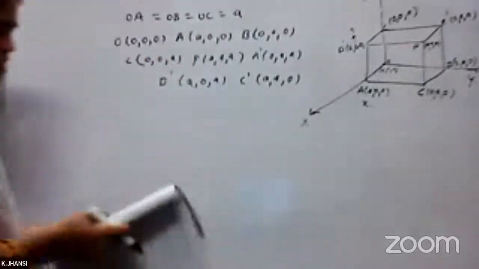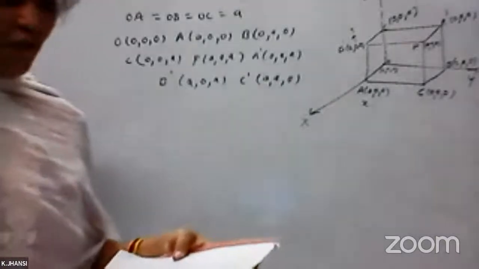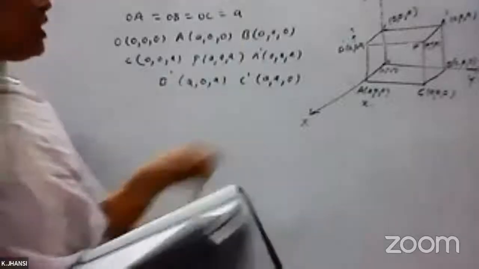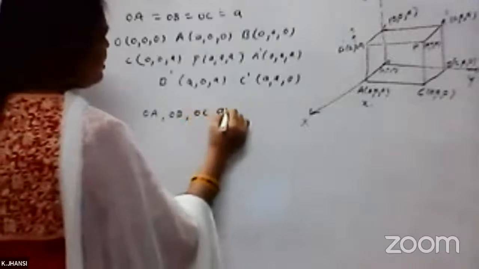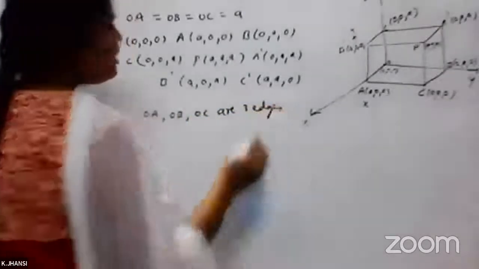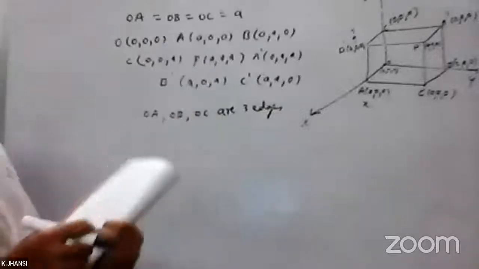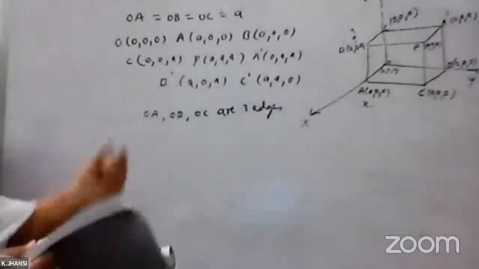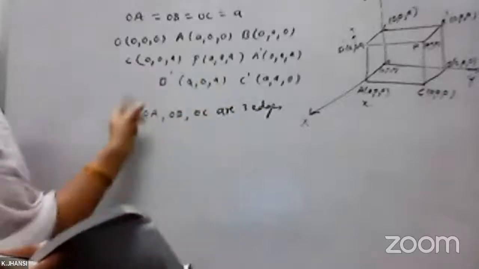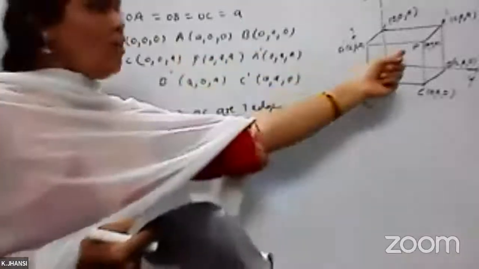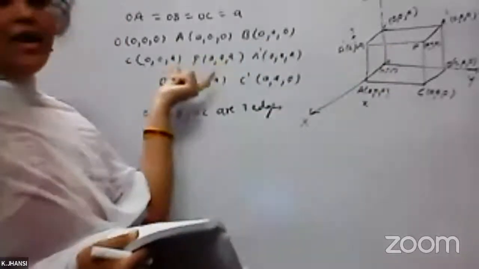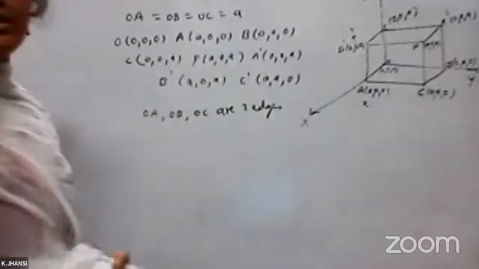So in the solution, we have seen that let O, a corner of the cube, be the origin, and the three edges are OA, OB, OC. For those edges the value is equal to A, and these are the coordinates of all the points. Point O is the origin, then A, B, C, and P is the point here. So we are getting A comma A comma A. A dash, B dash, and C dash are the points you have on these edges.